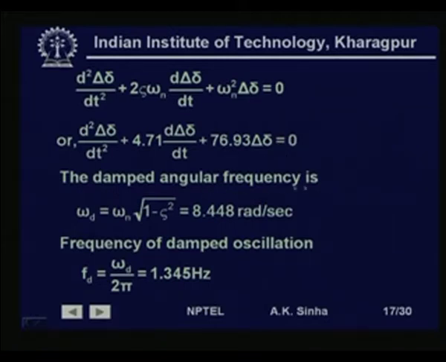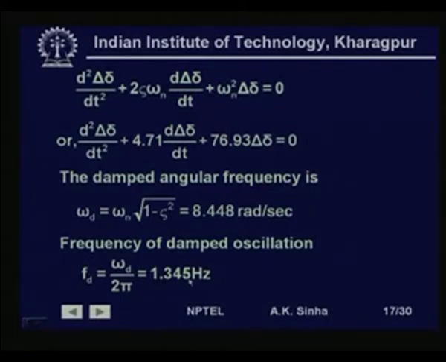The damped angular frequency omega d, as we have seen, is given by omega n square root of 1 minus zeta square. This comes out to be 8.448 radians per second, and the frequency of the damped oscillation f d is equal to omega d by twice pi, because omega is twice pi f. So, this comes out to be 1.345 hertz. That is the frequency of oscillation for this system. This is over and above the 50 hertz synchronous frequency that we have for the system.